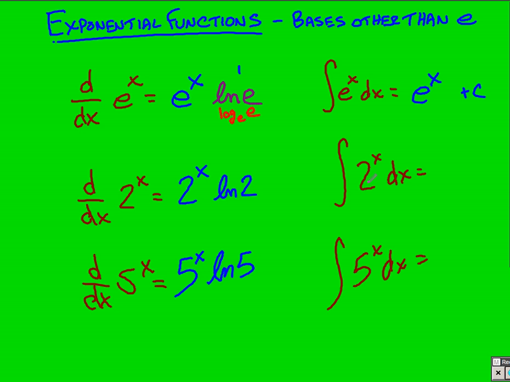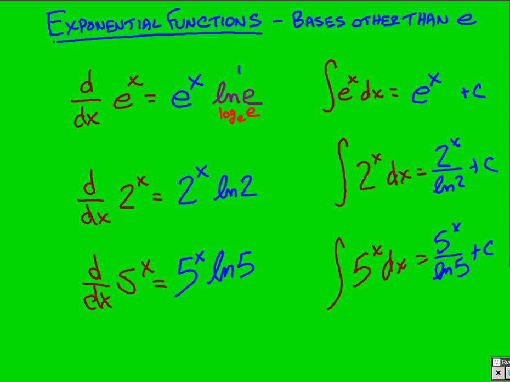When I do this integral, I'll still have 2 to the x, but instead of now multiplying by this natural log of 2, I'll divide by natural log of 2. And same thing here. I'll have 5 to the x, but now I'll divide also by the natural log of 5. And of course, my plus c's at the end.